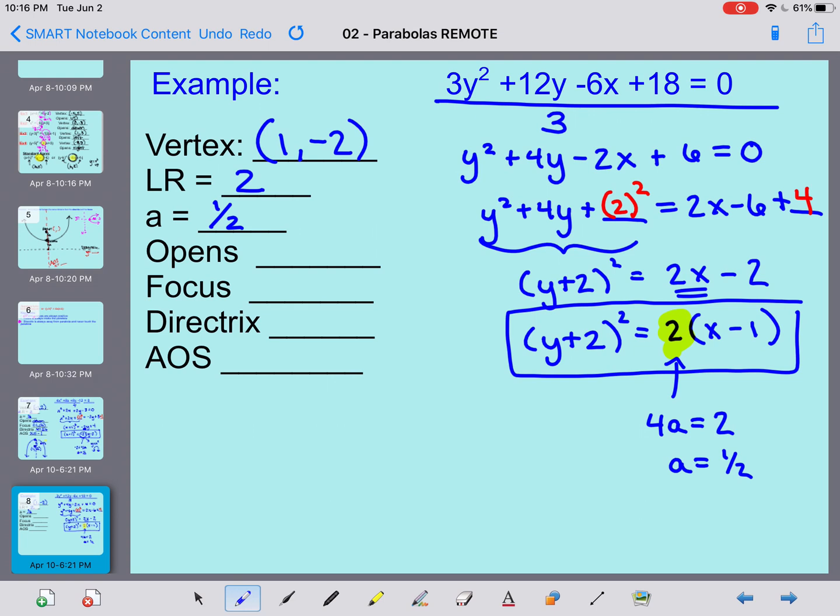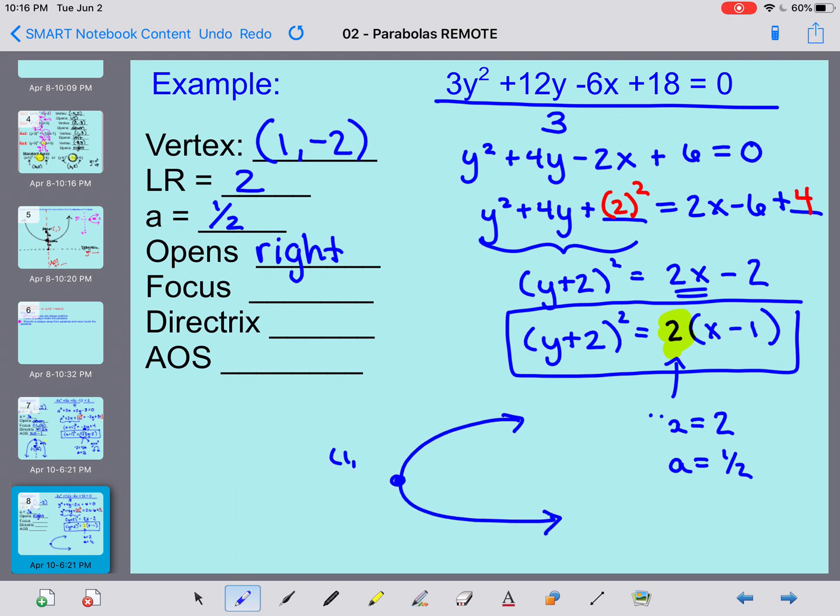Which way does it open? So I see x equals y squared. So this is a left or right problem, and it's going to open right because of the 2 here that's highlighted being positive. So we're going to open right. If you're good, you can do the rest of this without a picture, but most of us need a picture to start. So I'm going to draw a parabola that opens right.